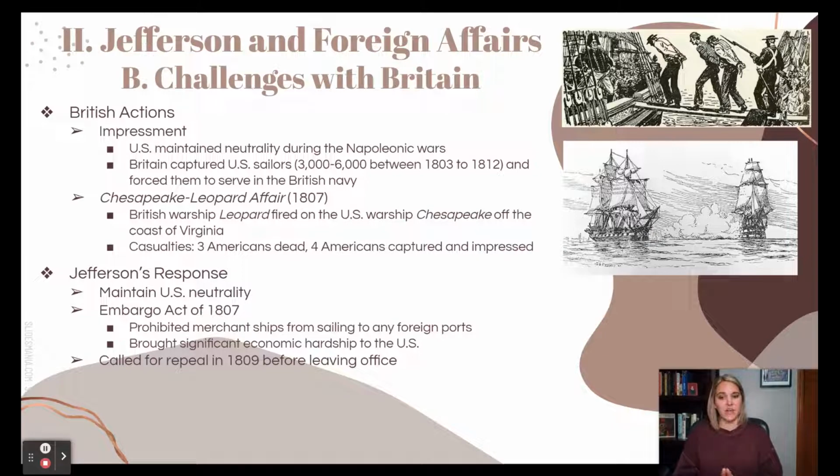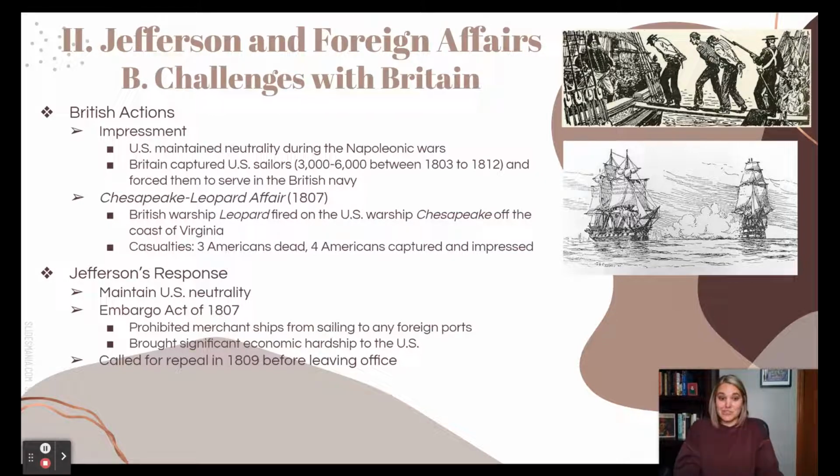So instead, he does what's called the Embargo Act. This is where he prohibits trade. He does not allow merchant ships to leave for foreign ports. And he believed this would force European nations to respect American neutrality.